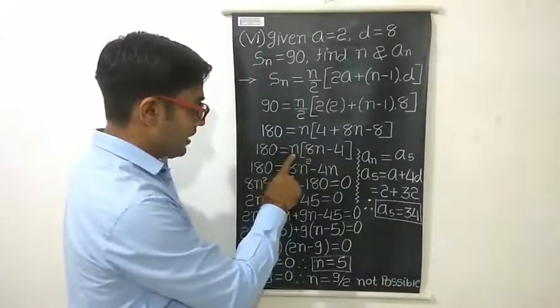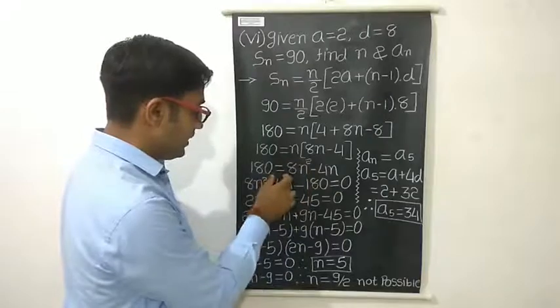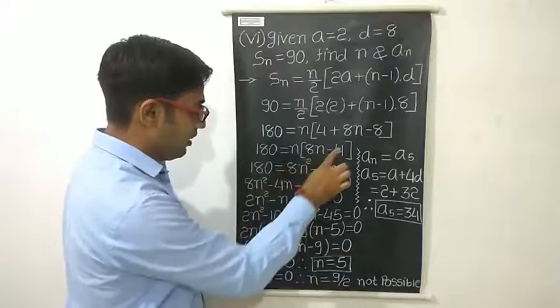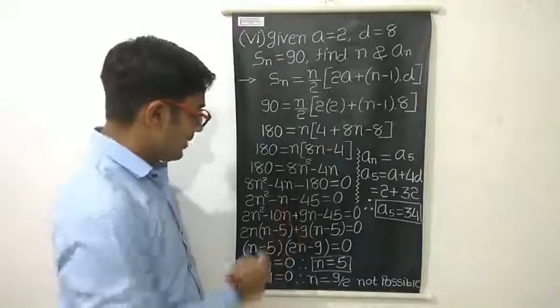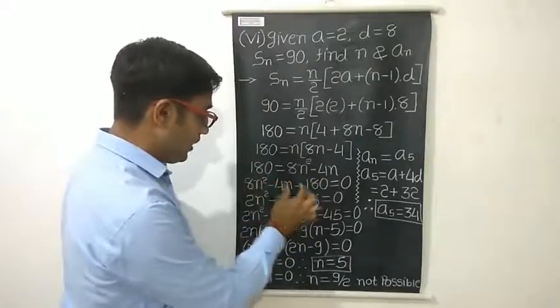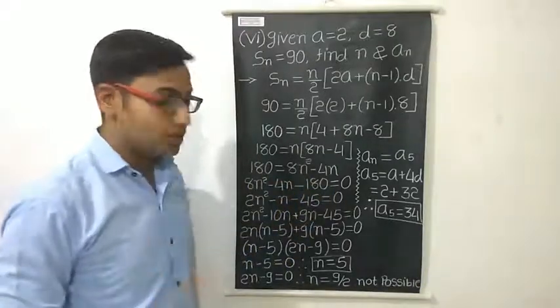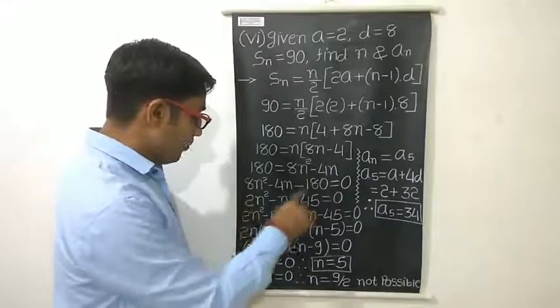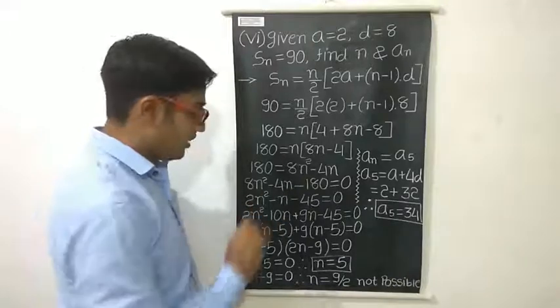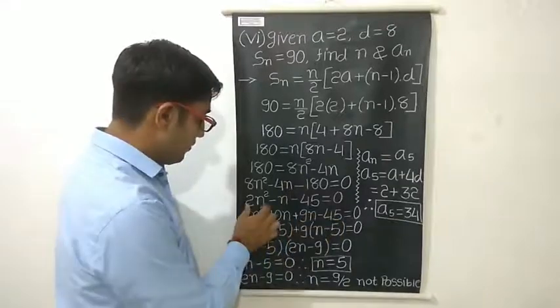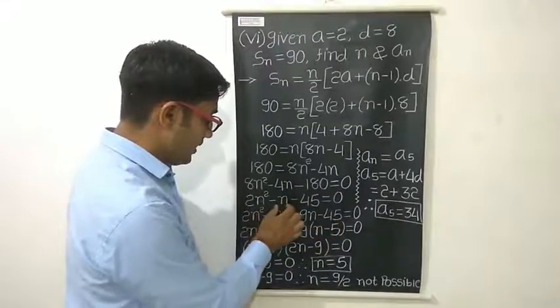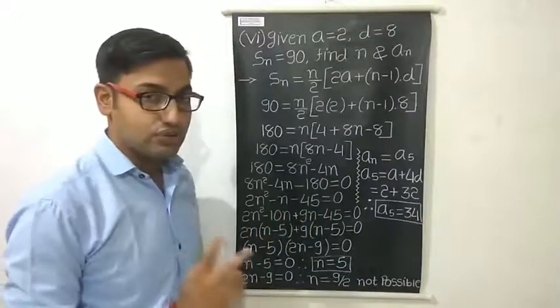Now multiply this n to this bracket. 180 is equal to 8n square minus 4n. Take this 180 to the right hand side, we will get 8n square minus 4n minus 180 is equal to 0. Now notice that 4 is common for all three terms, so taking 4 as common, we get 2n square minus n minus 45 is equal to 0.